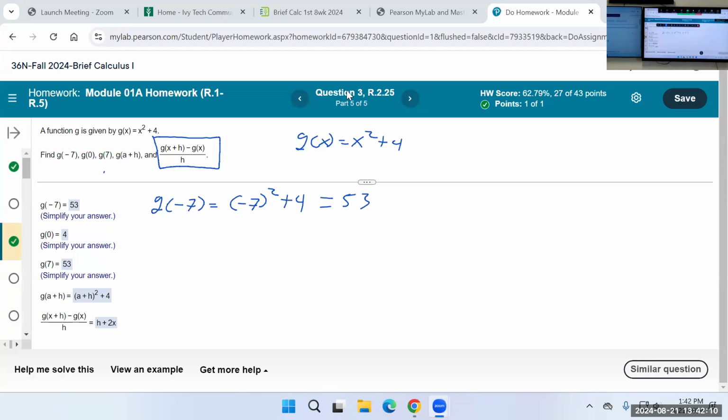g of 0. What if x equals 0? So it'd be 0 squared, 0 times 0 is 0, plus 4 is 4. So we've seen this before, right? I'm plugging the number into the function that was given to me. This is g of x right here. It's telling me a number to input, then I'm evaluating.